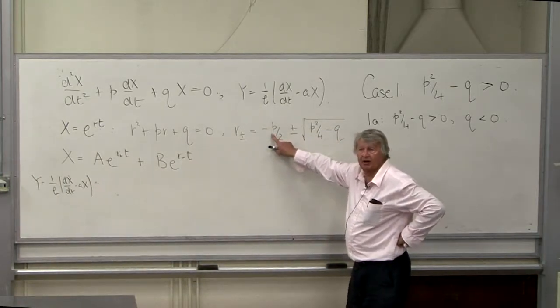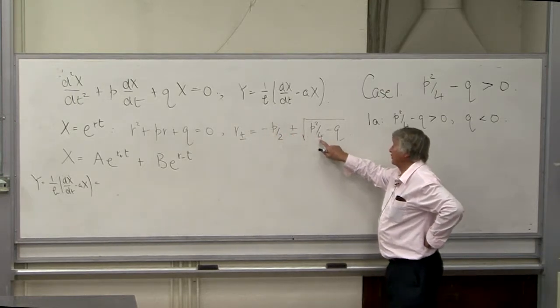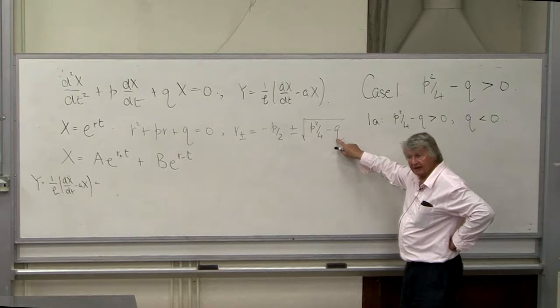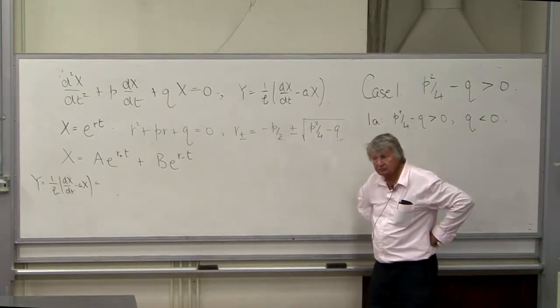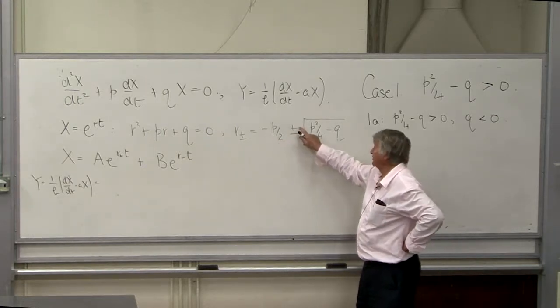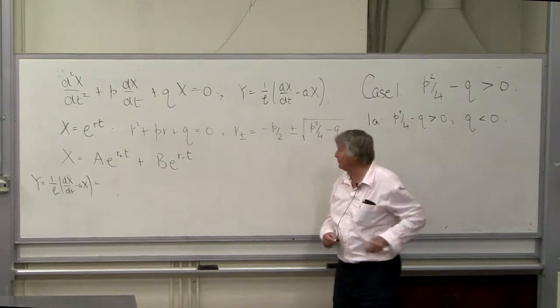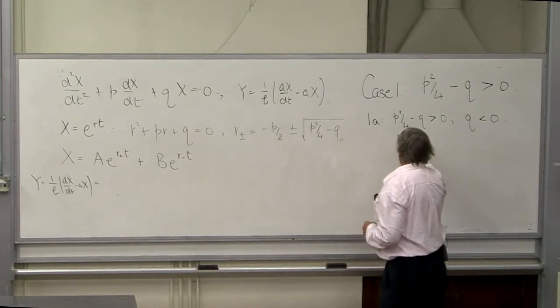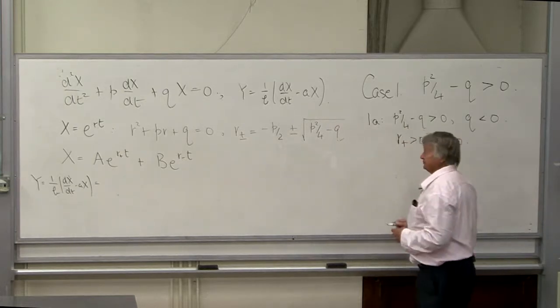Let's start with it plus. This would be plus times the square root of p squared over 4 minus q. But if q is negative, this guy is bigger than the p over 2. So I'd have a minus something plus something which is bigger than this. So that's the plus root. R plus would be positive. Then R plus is positive and R minus is negative.